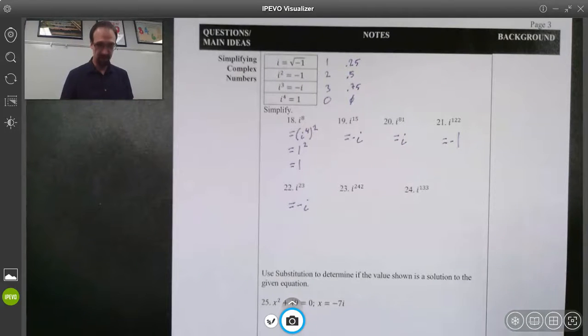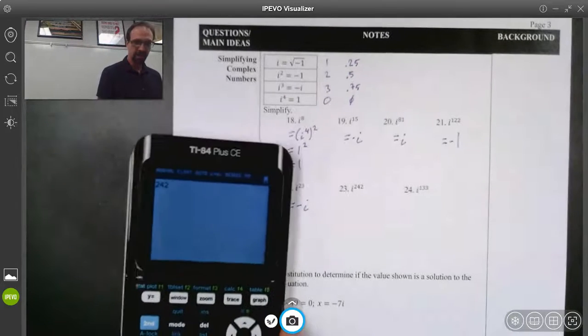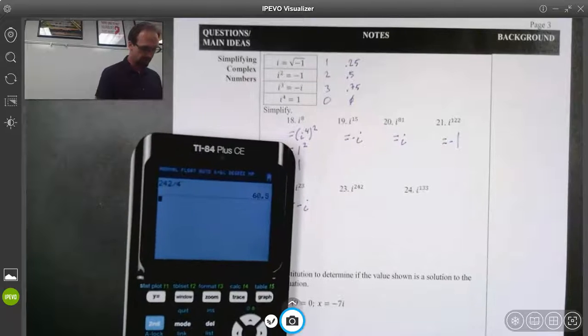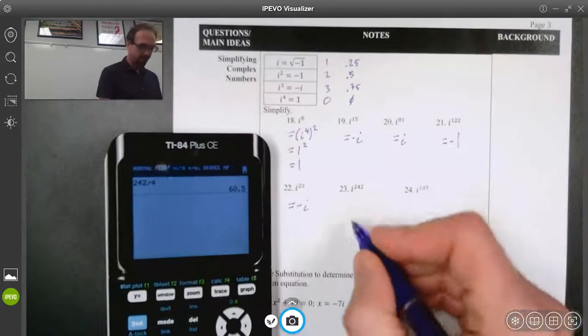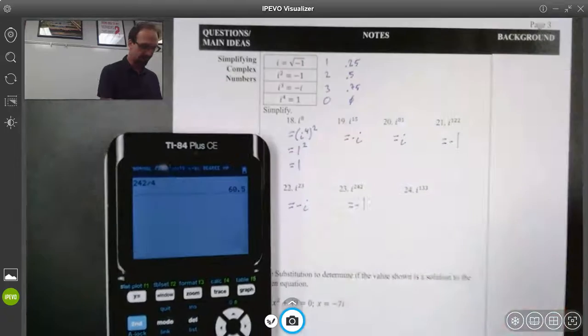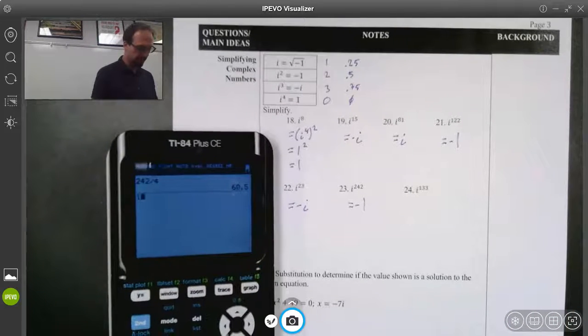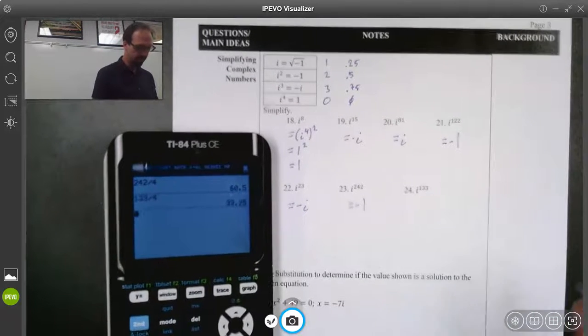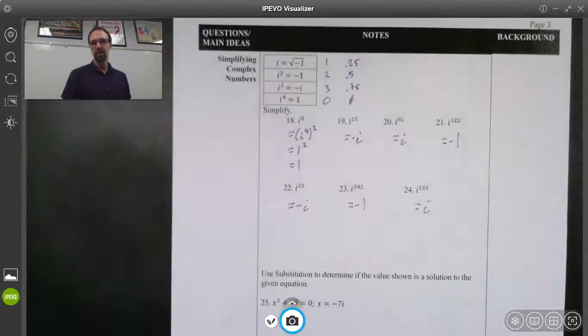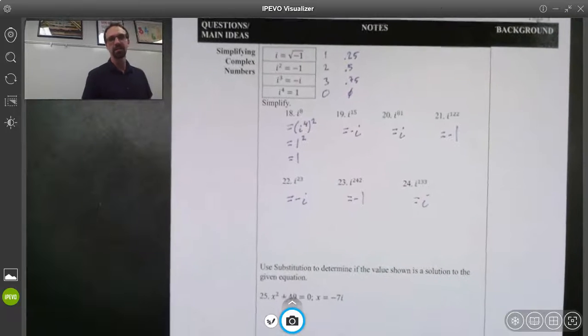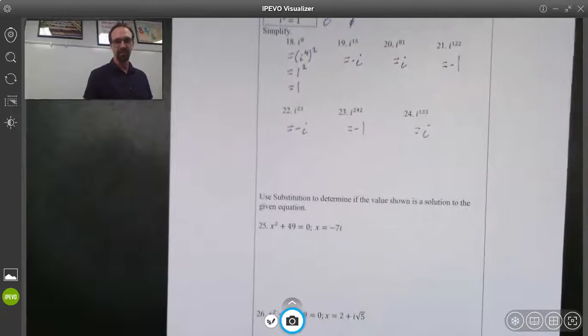So let's see, if I do 242 divided by 4, I should have gone with my first inclination. So that's going to be i squared, or just negative 1. And then 133 divided by 4, so that's going to be equal to just i. So that's an easy way to simplify complex numbers when you have just the imaginary part.